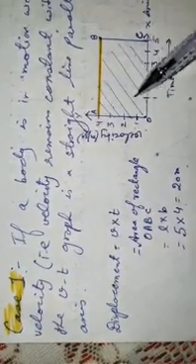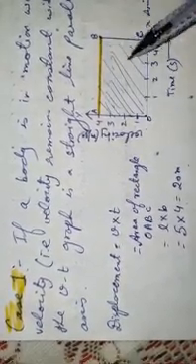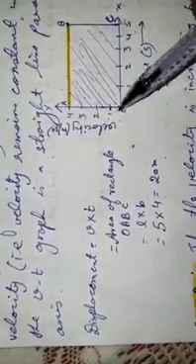OABC. See this part, this shaded portion we have to find. Now the area of a rectangle we know, that is length into breadth. And what is our length? This is 5, into breadth, this is 4. So displacement will come 20 meter.